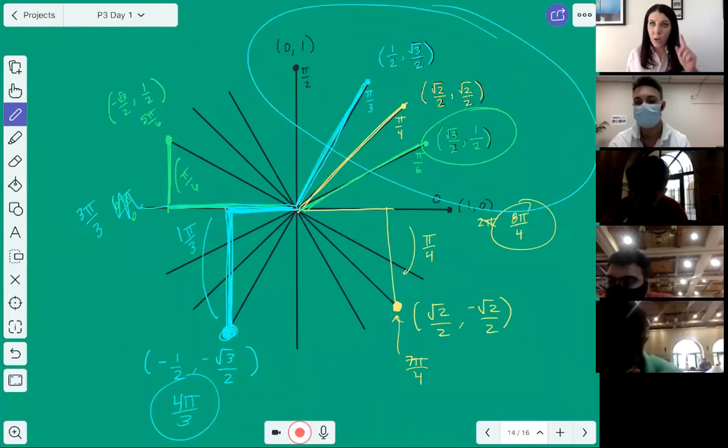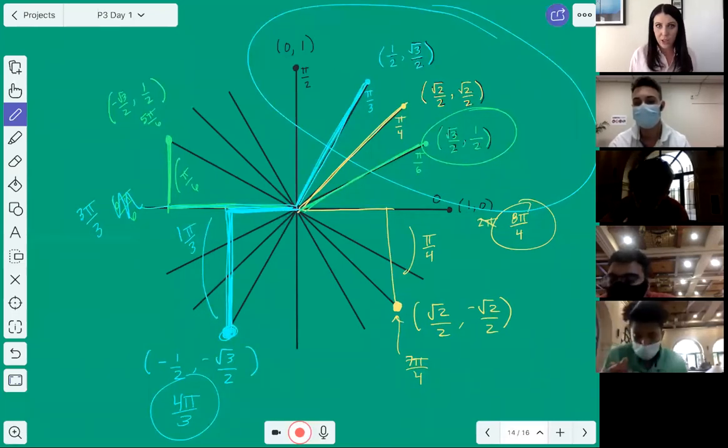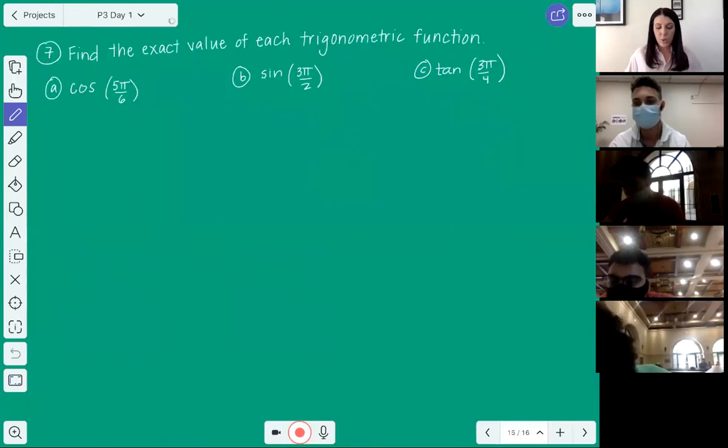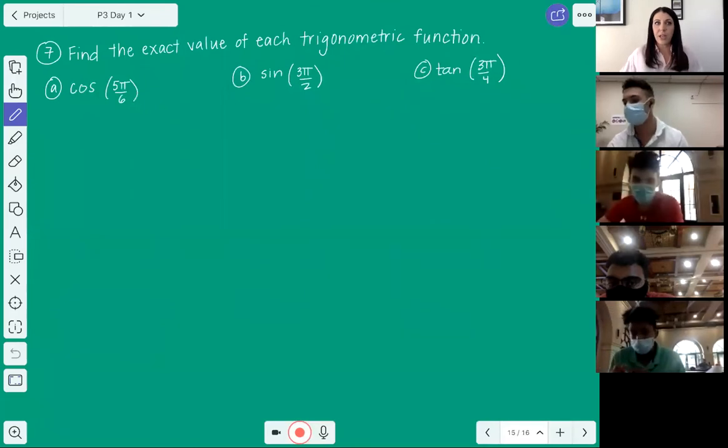Okay, good question. I'm glad you asked that. I'm sure more people had that question. Again, that first quadrant gives you so much information that you need. So let's go on. We're going to try to find some other values here.